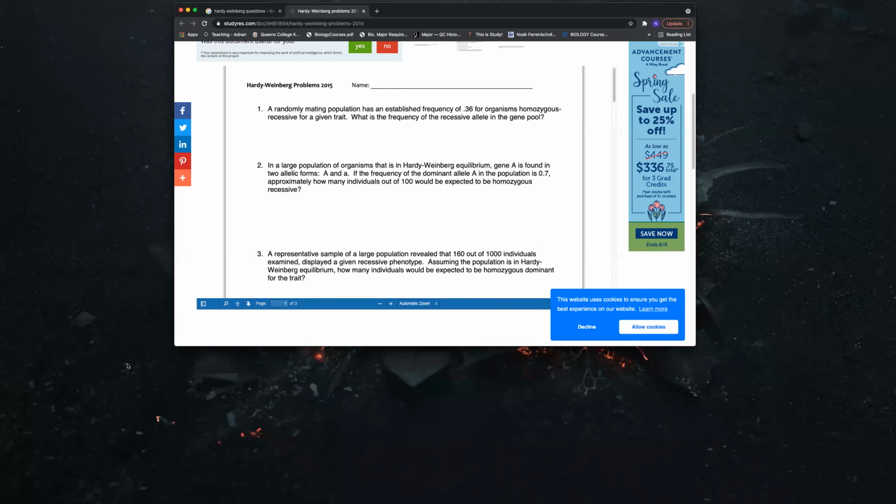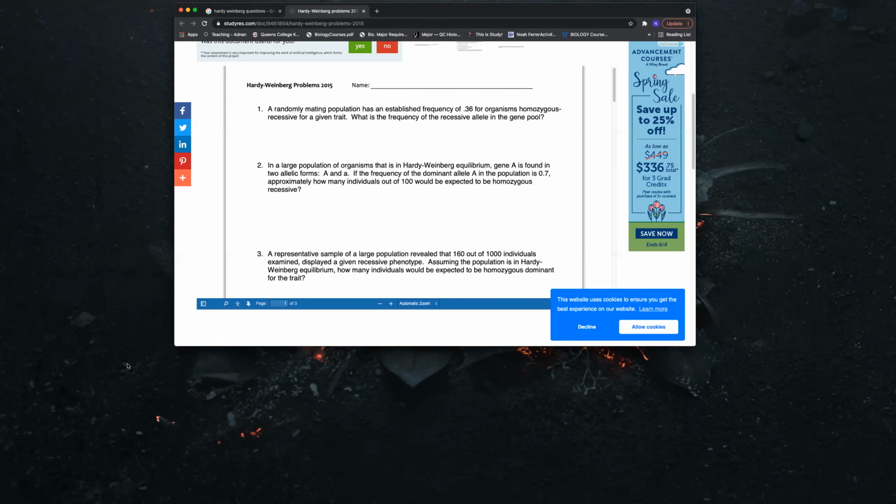In a large population of organisms, gene A is found in two allelic forms, A and little a. If the frequency of the dominant allele in the population is 0.7, then approximately how many individuals out of 100 would you expect to be homozygous recessive? Don't worry about that yet. First, tell me what that 0.7 is. Is it Q? Is it P? Is it P squared? Oh no, it's P. Perfect. It's not squared. And then Q is going to be 0.3. Perfect.